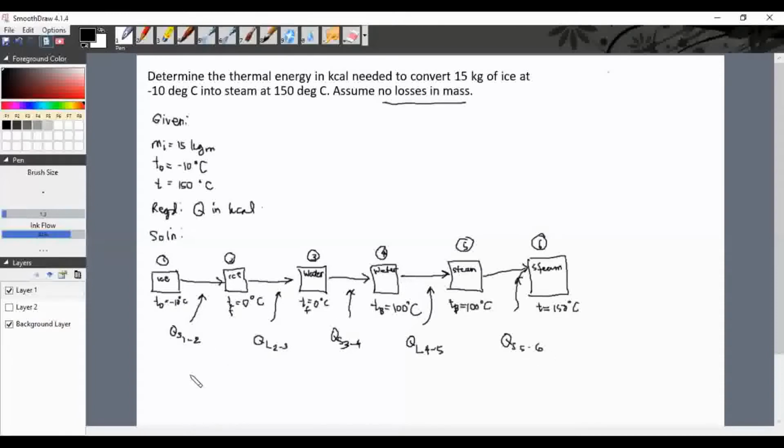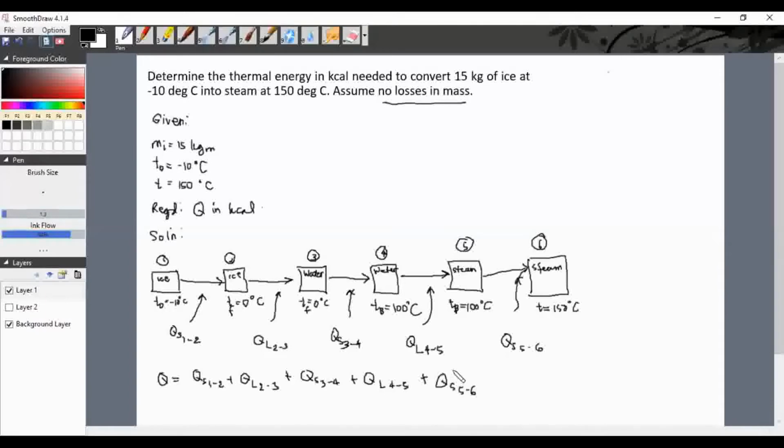So to find total thermal energy, so ito ay summation lang ng lahat ng heat na ating kailangan to raise the temperature from -10 to 150 degrees Celsius. So we have Q sensible from 1 to 2 plus Q latent from 2 to 3 plus Q sensible from 3 to 4 plus Q latent from 4 to 5 plus Q sensible from 5 to 6.